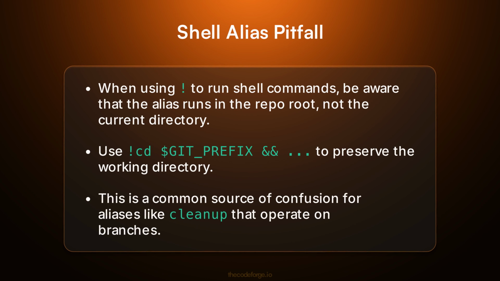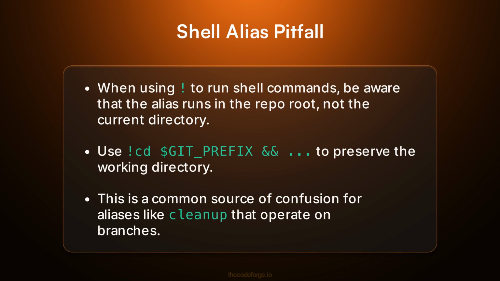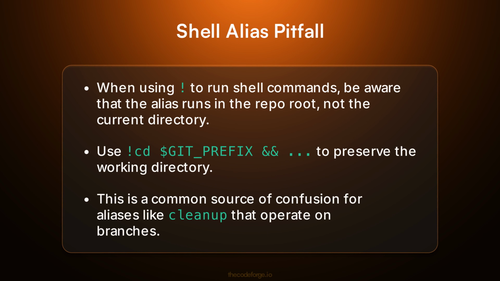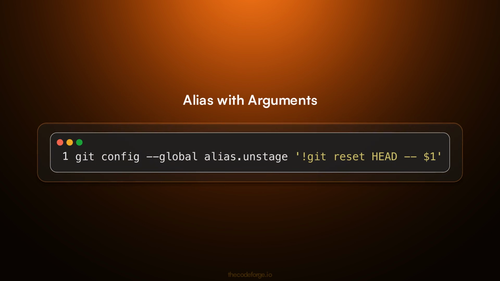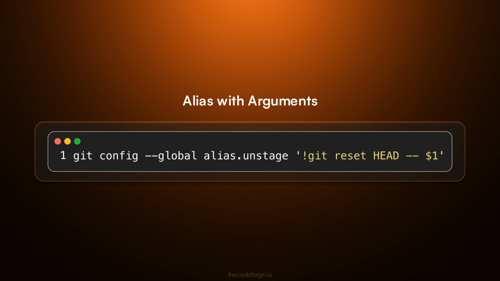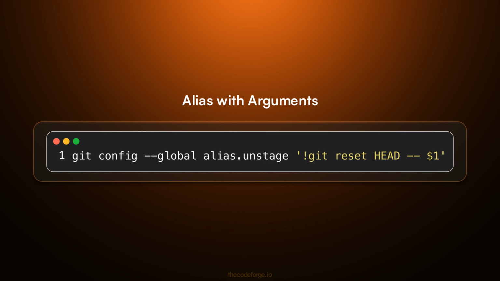When using ! to run shell commands, be aware that the alias runs in the repo root, not the current directory. Use cd "$GIT_PREFIX" and end with ; to preserve the working directory. This is a common source of confusion for aliases like cleanup that operate on branches. Git aliases can accept arguments using $1, $2, etc., but only if the alias is a shell command, prefixed with !. This enables parameterized shortcuts like git unstage file.